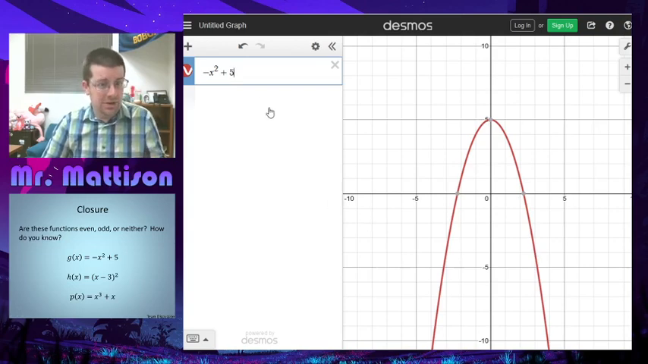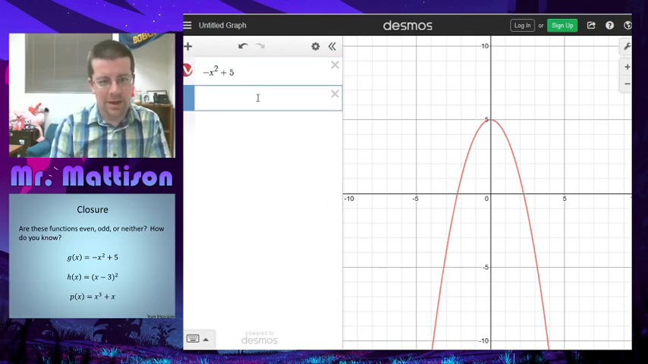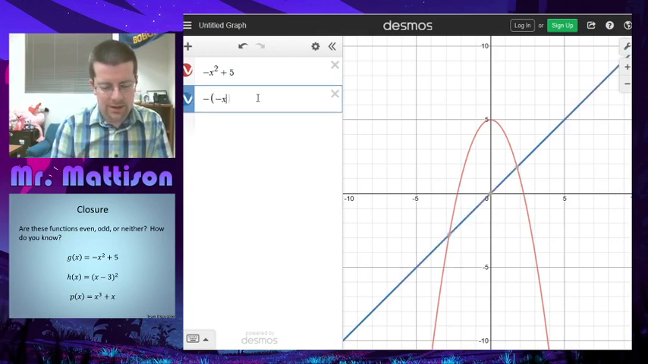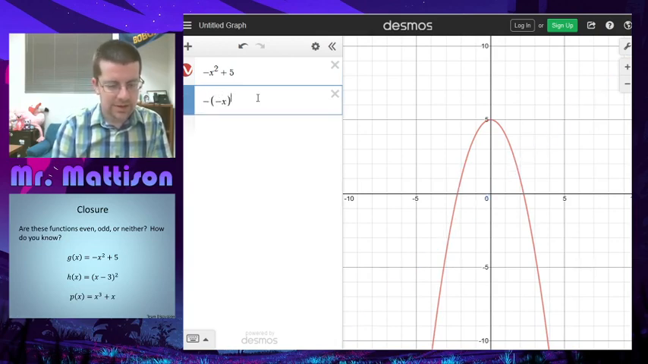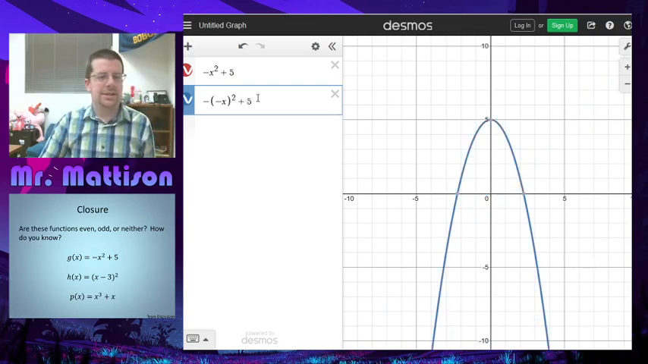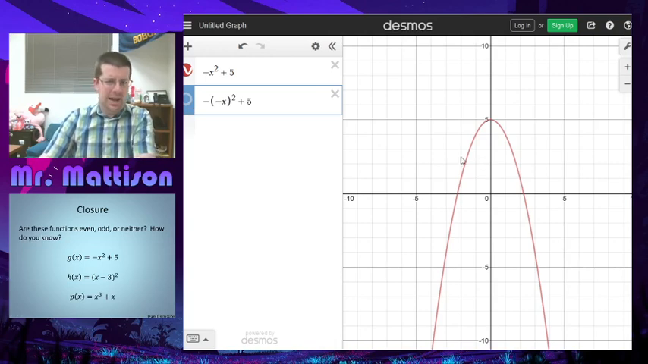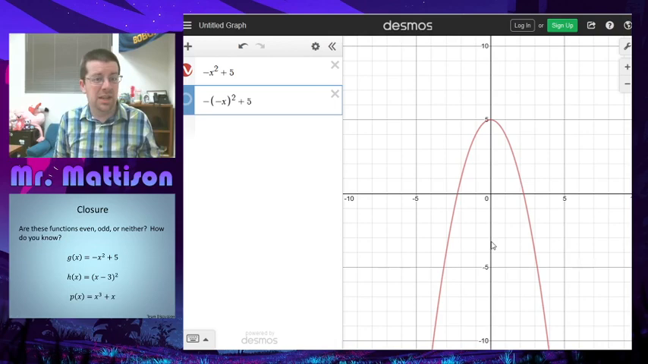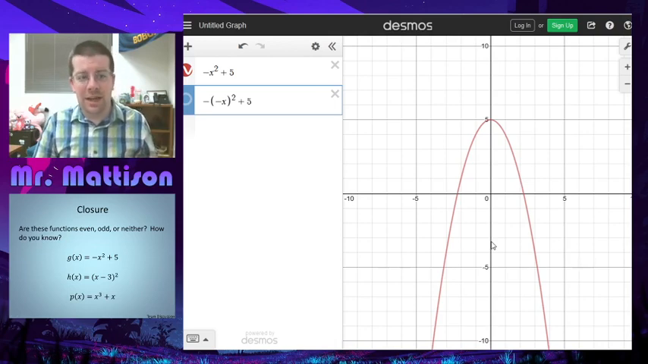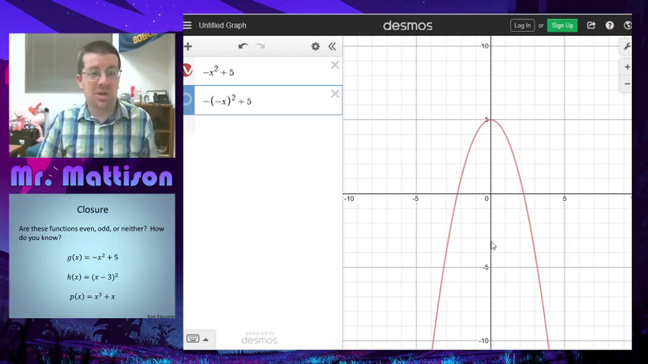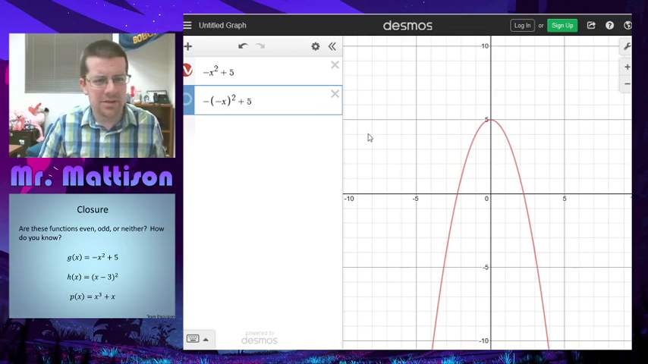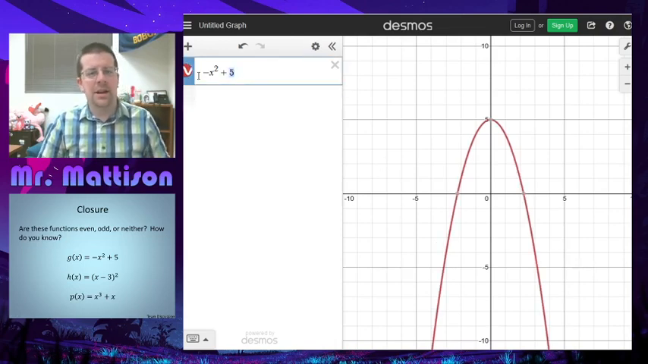Now, you don't have to do this, but if I were to type in negative x to the second plus 5, I get the exact same graph, right? But you could probably determine that just by looking at it and saying, yeah, that's going to be reflexive over the y-axis, so it's going to be even. And if it's even, it cannot be odd, so you don't need to check odd. So we're done, right? All right, next one.